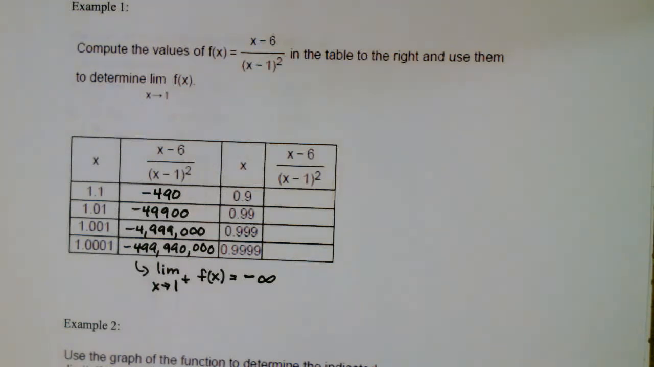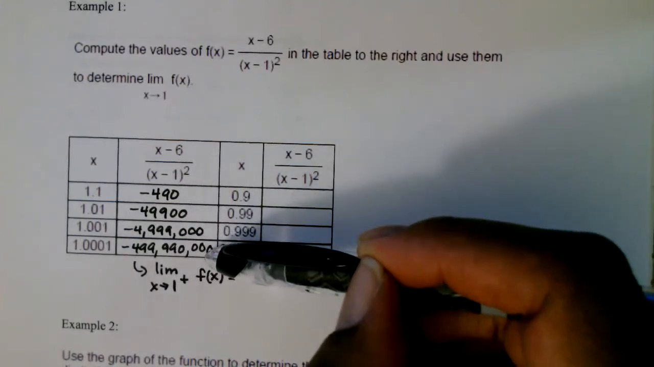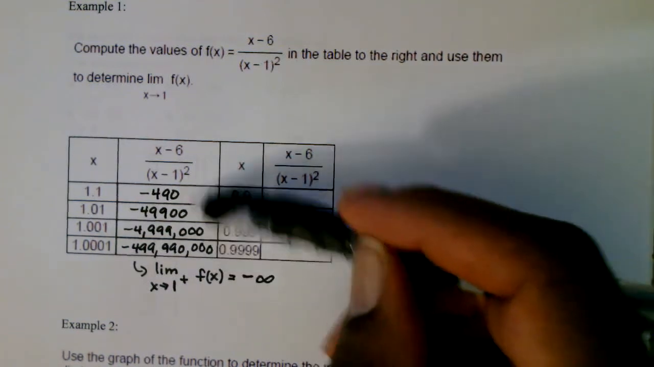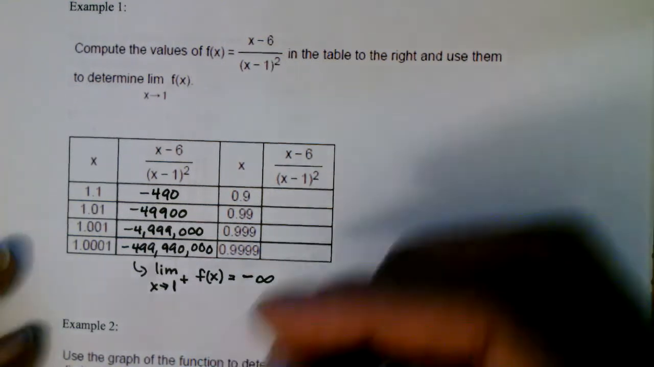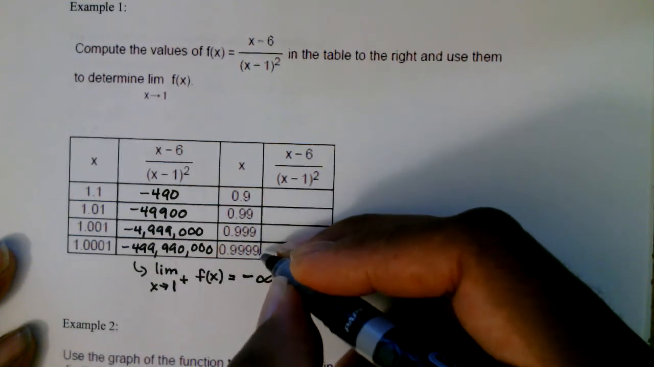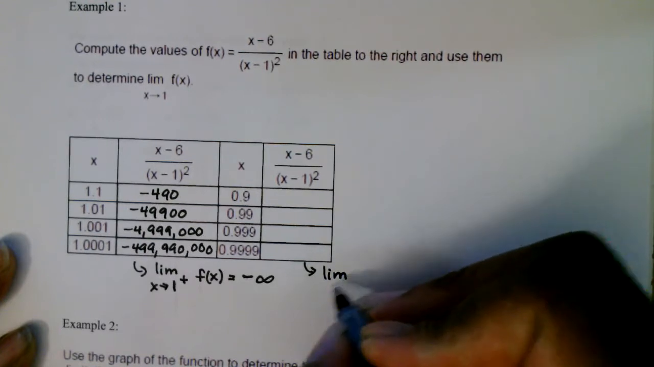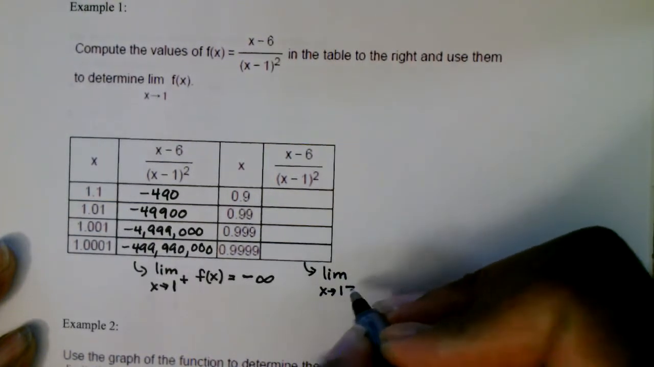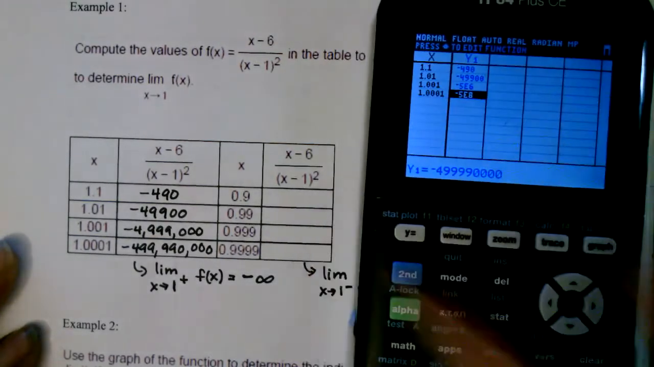Because as we let x approach 1 from the right, what's happening here is that these values of f of x are not approaching a precise number. It's just getting arbitrarily small. So that means negative infinity. All right, now for this one, the 0.9, 0.99, 0.999, and 0.9999, that's going to be the limit as x approaches 1 from the left, because those values are to the left of 1.